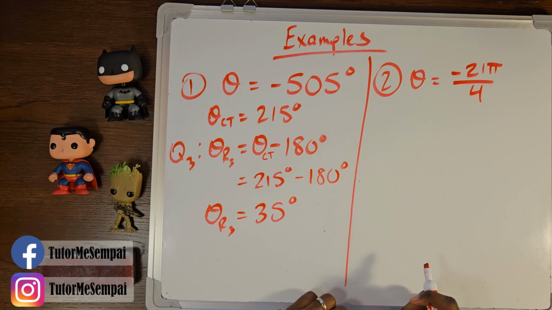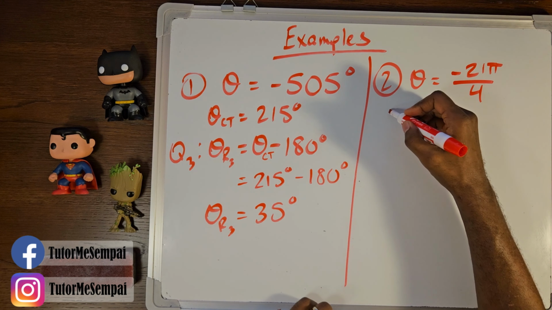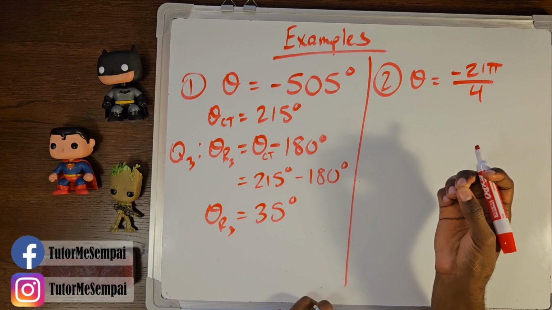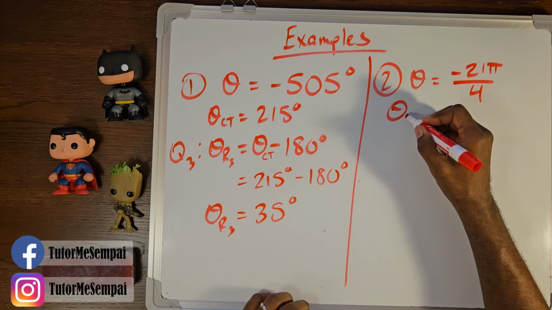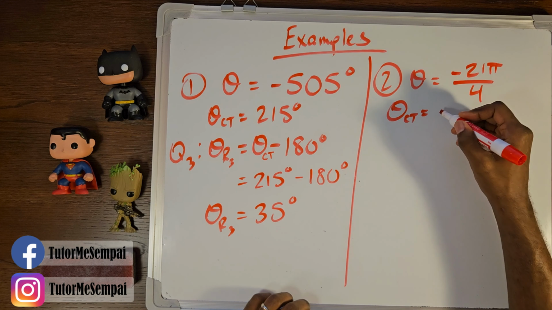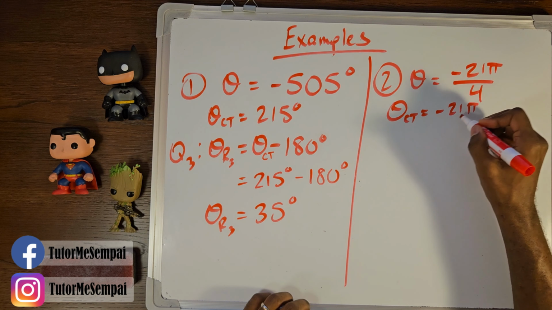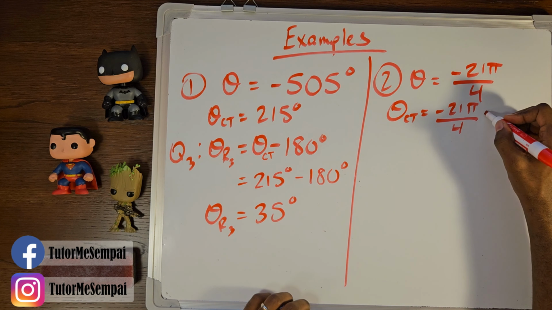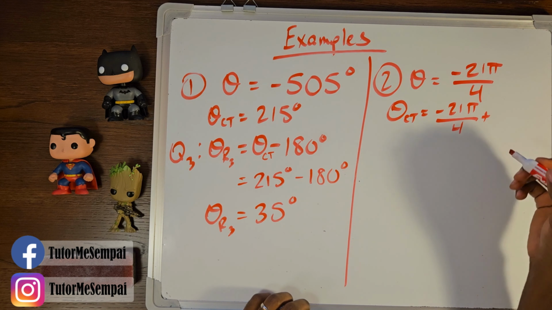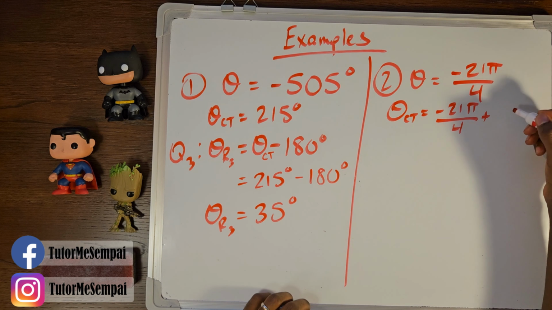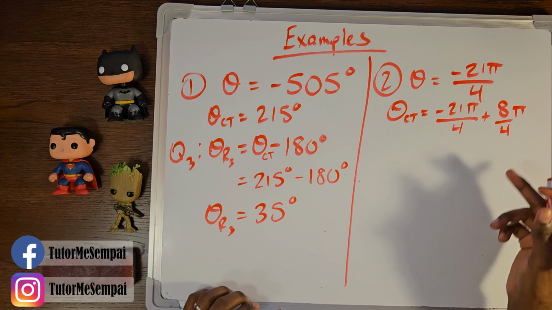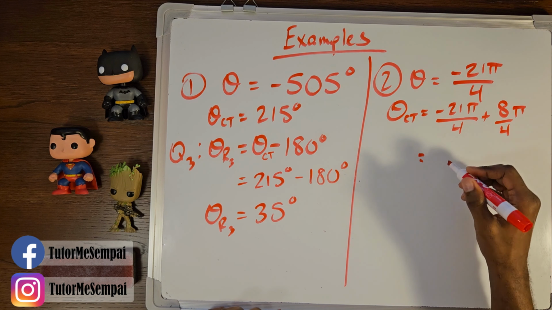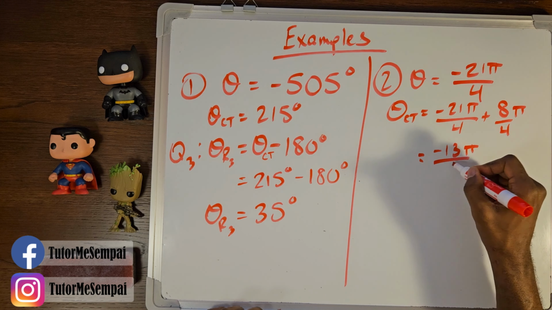Let's move on to our second example. Here we have negative 21 pi over 4. We're going to do the same thing. We have to find our coterminal angle that's going to be between 0 and 2 pi before we can start plugging in anything. So let's start first. Our coterminal angle is going to start with negative 21 pi over 4, and we're going to add 2 pi. But we need it to be in fraction form, so instead of adding 2 pi directly, we're going to add 8 over 4 pi, or in other words, 8 pi over 4. When we add this, we're going to get a negative 13 pi over 4.